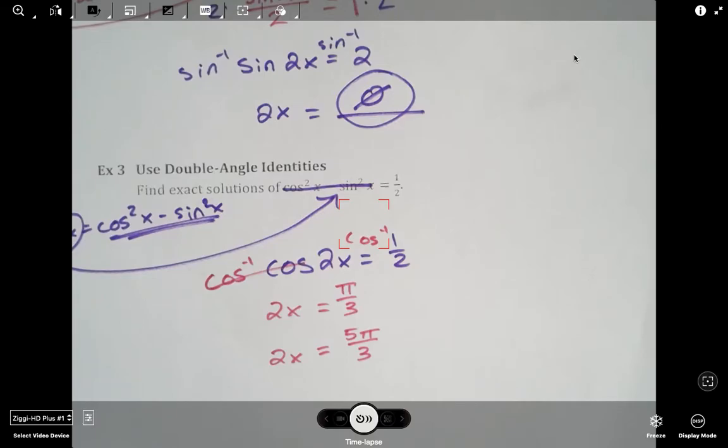If this was inverse cosine to start with, that's a whole different story. We're only using inverse cosine to solve for it. We're not starting with the function of inverse cosine. Does that make sense? There's a difference.